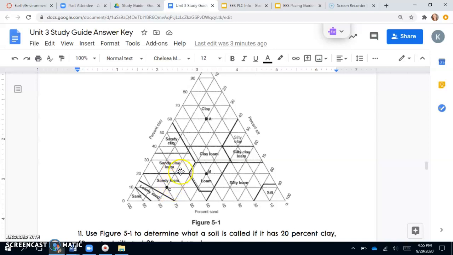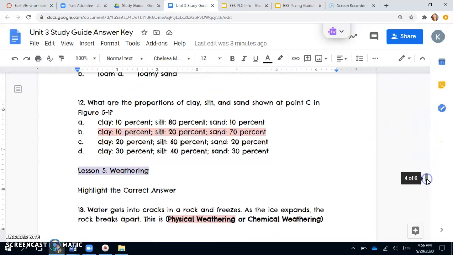If we follow the silt line, we should find that there's 20% silt. And then if we follow the sand side, it's 70%. So we've got 10 clay, 20 silt, and 70 sand. So 10% clay, 20% silt, and 70% sand.